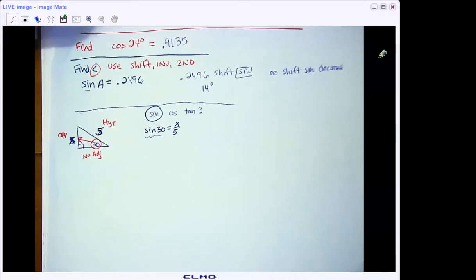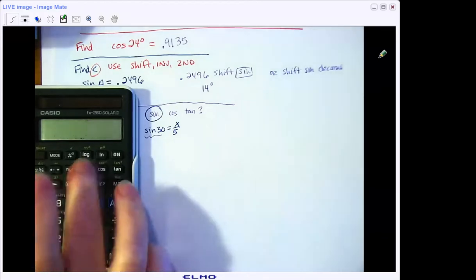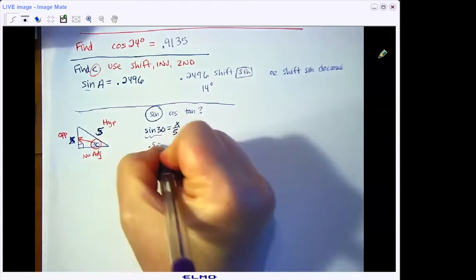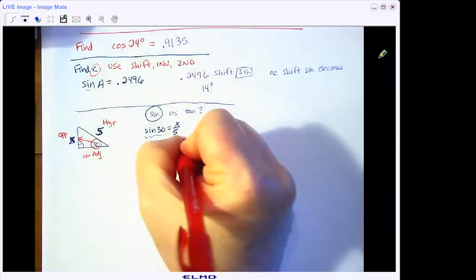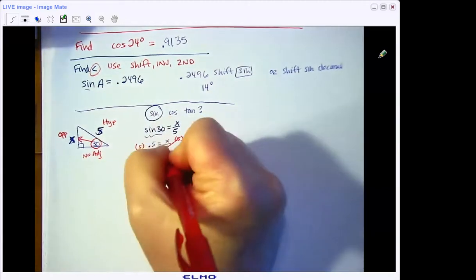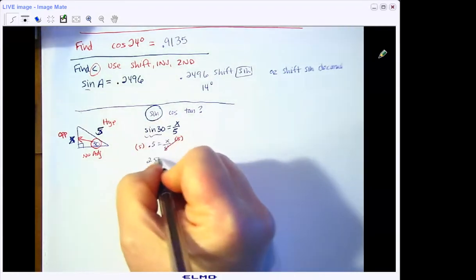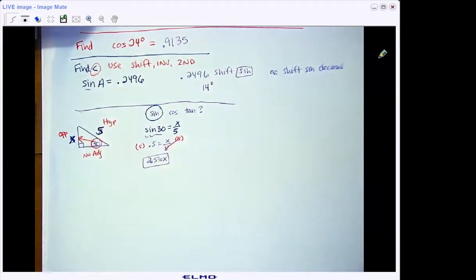Changing that to decimal, we actually get 0.5. So we do 30 sine, and we just get 0.5. 0.5 equals x over 5. Multiplying both sides by 5. So those cancel. So 0.5 times 5 is 2.5 equals x. And that would be your answer. Awesome. Okay. And then the Pythagorean theorem problems.